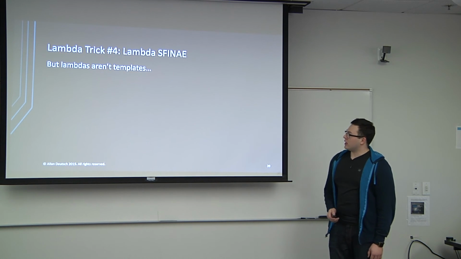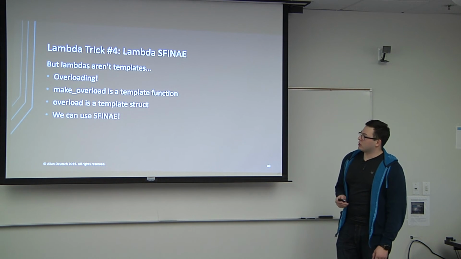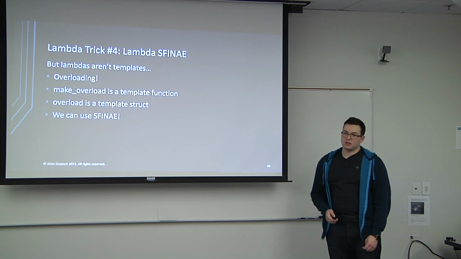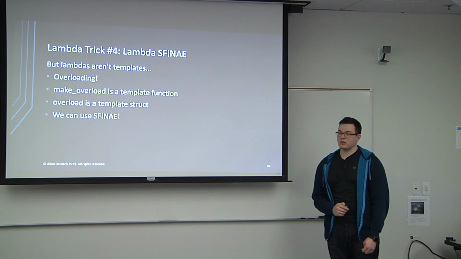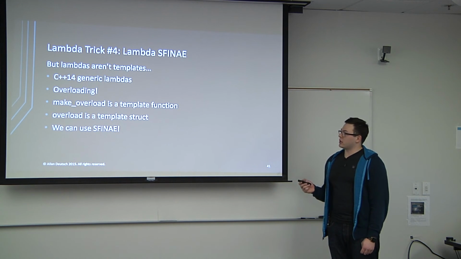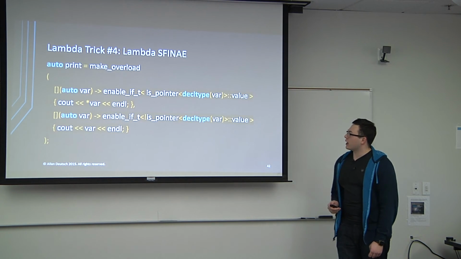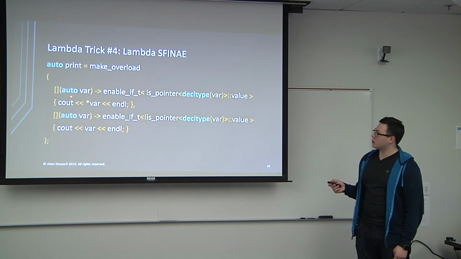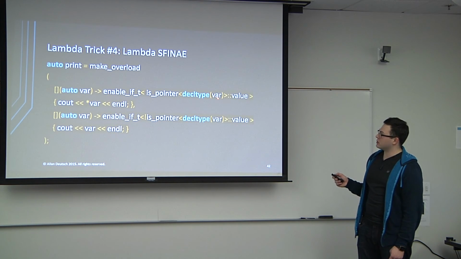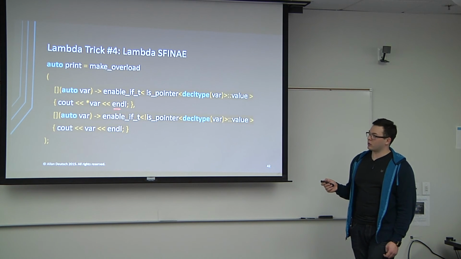With lambdas, SFINAE works fine, since lambdas aren't really templates. You can overload them, and make_overload is a template function, and overload is a template struct. So with those, you can use SFINAE, especially with C++14 generic lambdas, which use auto, those are even fancier. Here we have make_overload. We can enable it if the type is a pointer, for whatever variable is being passed in there, var. Then you can dereference var for printing it.